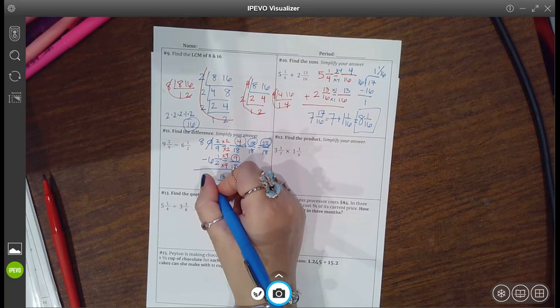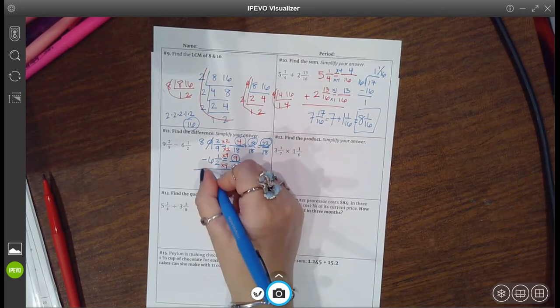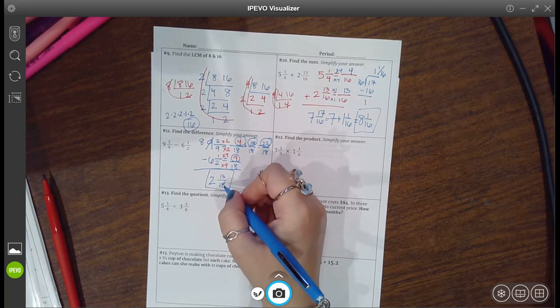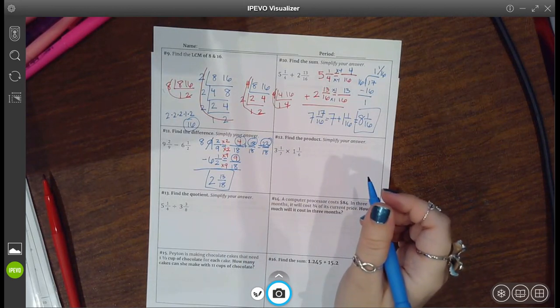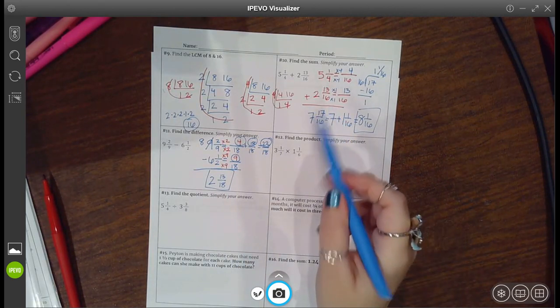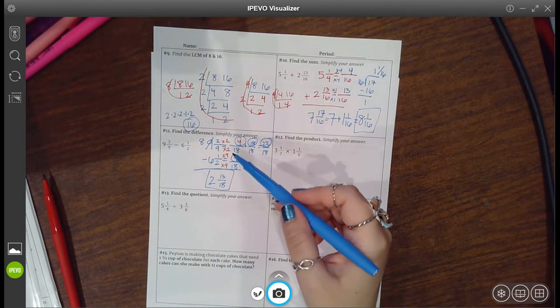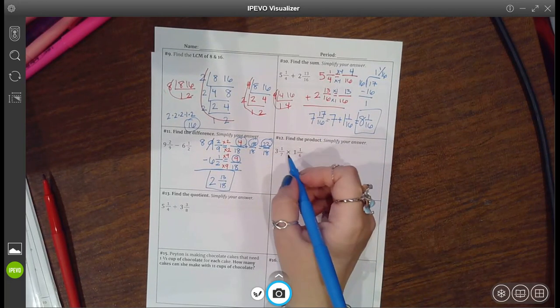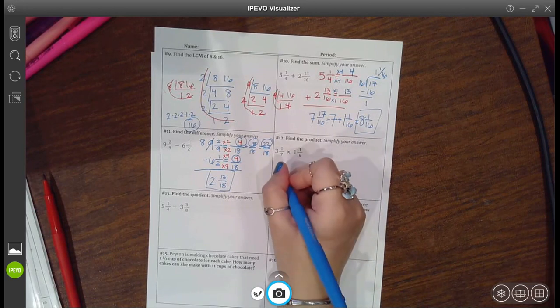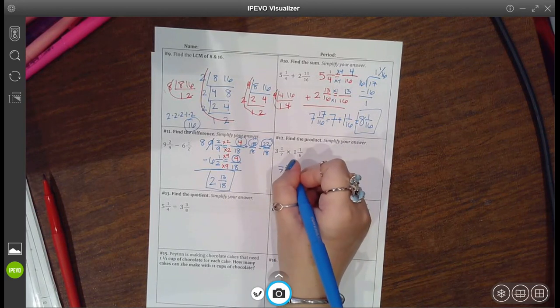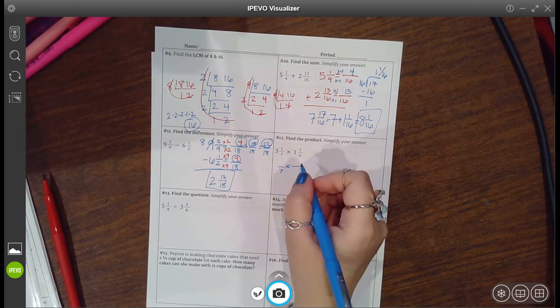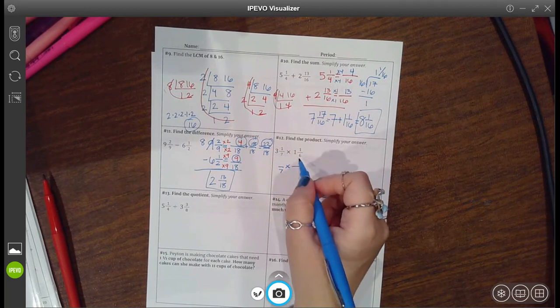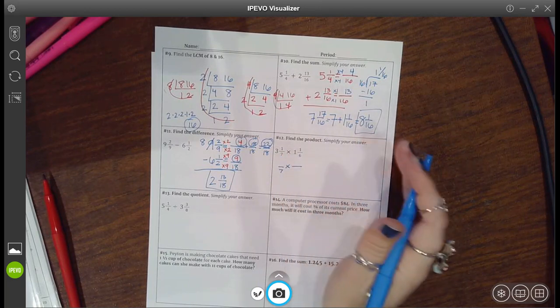And 8 minus 6 is 2. Always double check, can this reduce? It can't, so you're done. Now again, only when you're adding and subtracting do you need to rewrite them vertically. The trick to multiplying and dividing is that if they're mixed numbers, I have to change them to impropers. I can't multiply the mixed numbers as is. You cannot do 1/7 times 1/6 and 3 times 1 and try to add.